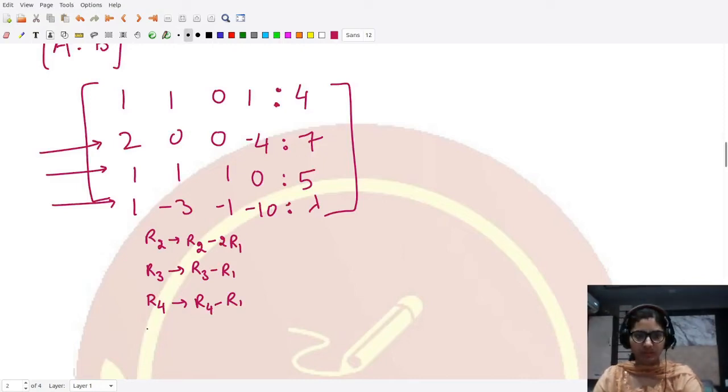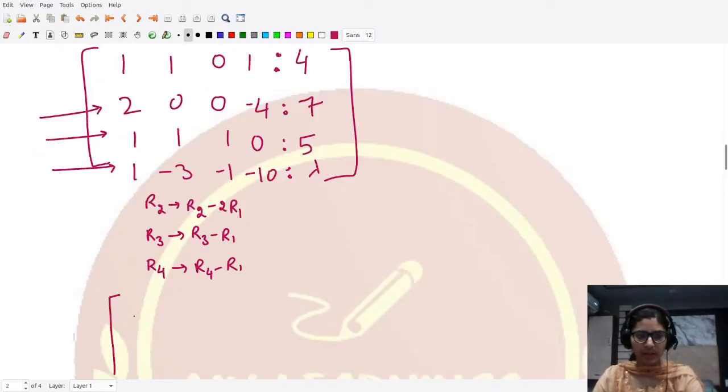So here you can copy down your first row as such. So it is 1 1 0 1 augmented with 4. Next, 2 minus 2 is 0, 0 minus 2 is -2, 0 minus 0 is 0, then -4 minus 2 is -6, and then 7 minus 8 is -1. This is for the second row. For the third row we have R3 minus R1. So we have 1 minus 1 as 0, 1 minus 1 as 0, 1 minus 0 as 1, 0 minus 1 as -1, 5 minus 4 as 1.